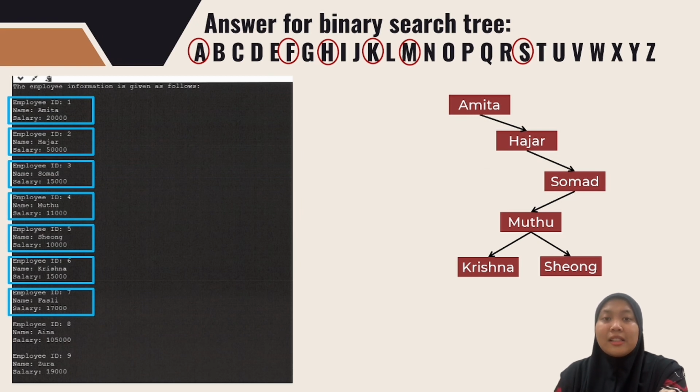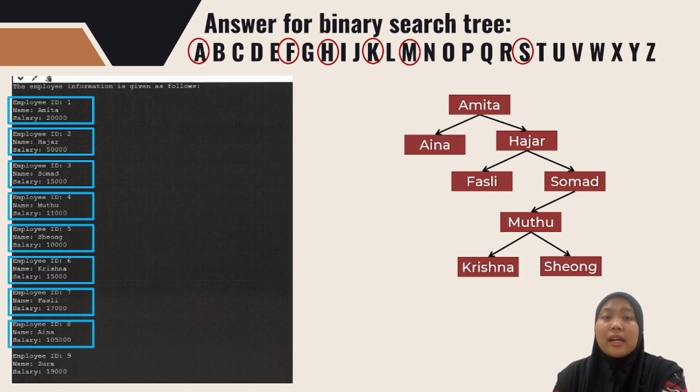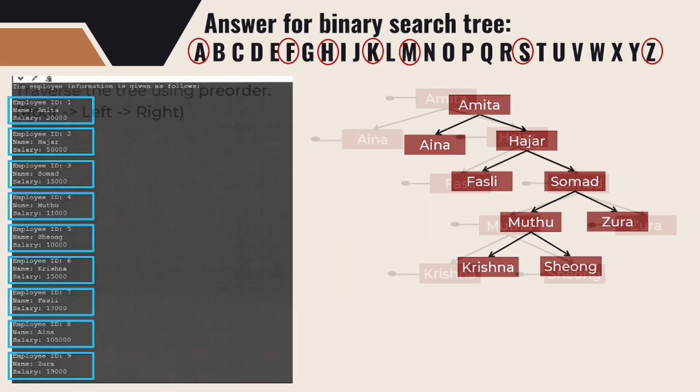of Haja. Next output is Aina. It has Aina and Amita. Aina starts with AI, so it's less than Amita. It will move to left of Amita. And the last output is Zara. The name starts with Z and Z is greater than S, which is Soman, so it will move to right of Soman.